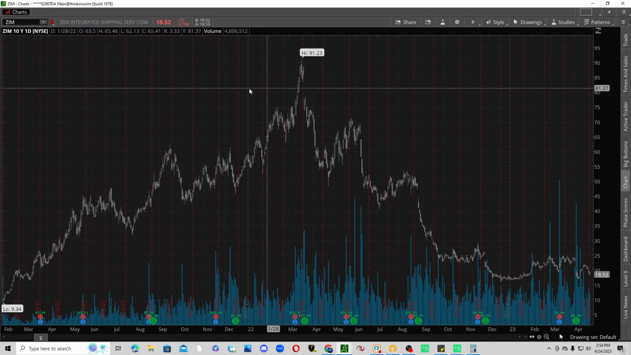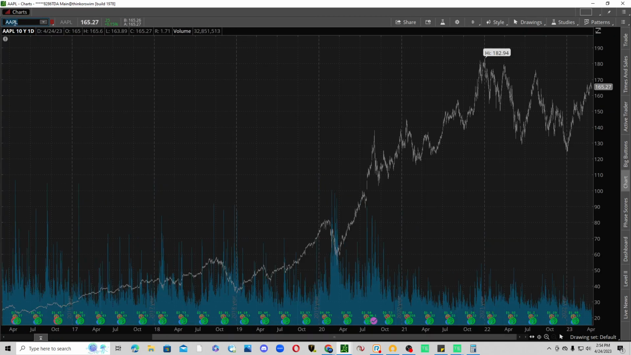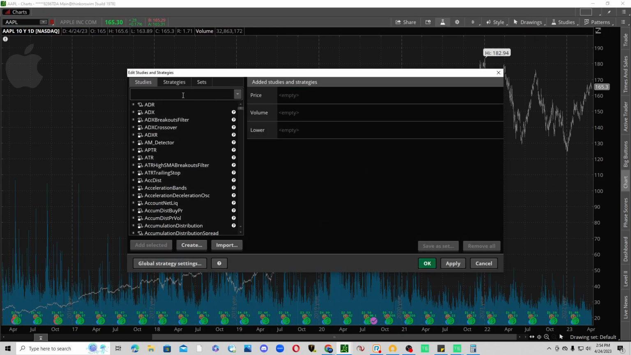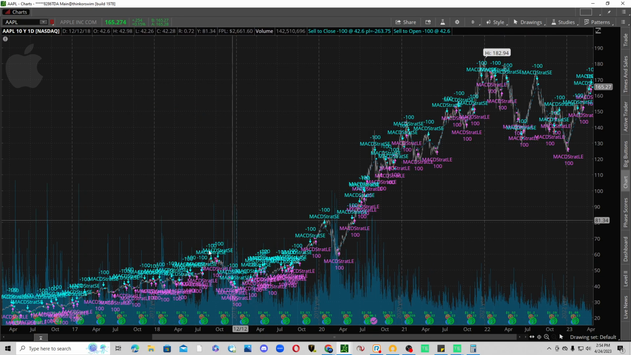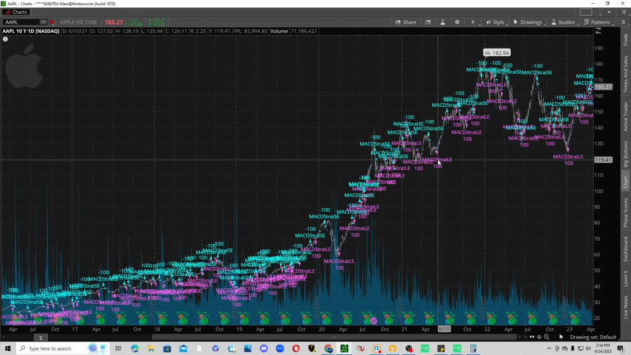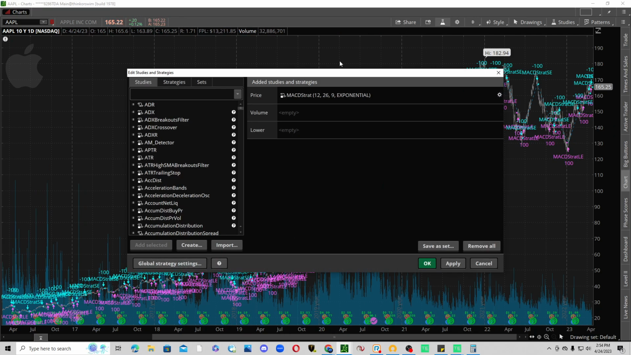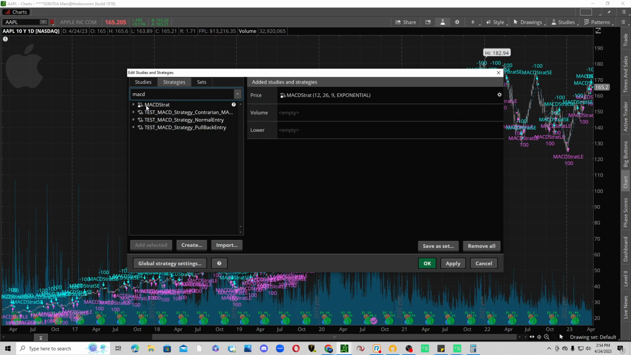So let me show you this. Here's Thinkorswim, right? I've got ZIM on the screen. Why? Doesn't matter. Let's change it to a more familiar stock, Apple. Now I go to strategies and type in MACD. There it is, the MACD strategy. I hit apply, and this shows me the results of the MACD strategy. The process was: go to strategies, type in MACD, double click it to add it, and hit apply.